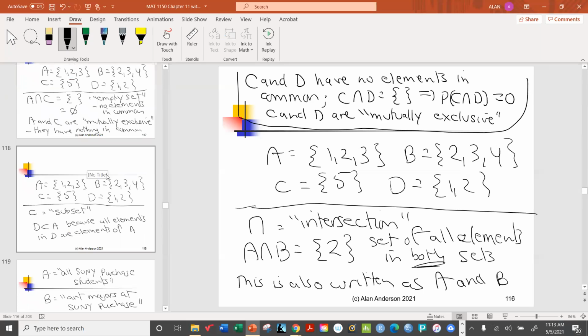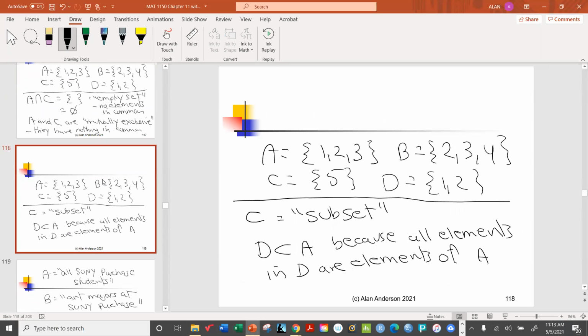Now, the third concept that we want to review here is the notion of subset. A subset means that one set is completely contained within another. So if you look carefully at D and A, D contains elements 1 and 2, A contains elements 1, 2, and 3. We therefore say D is a subset of A because all the elements in D are also elements of A.